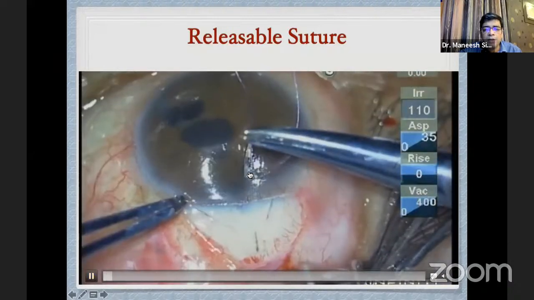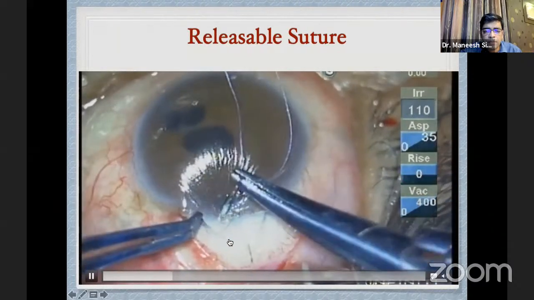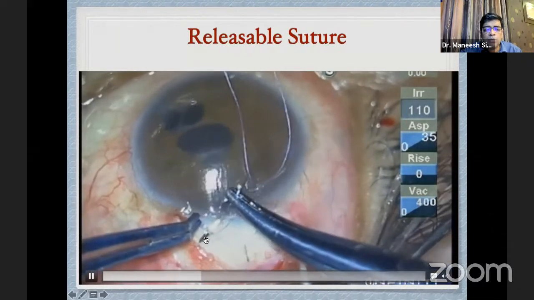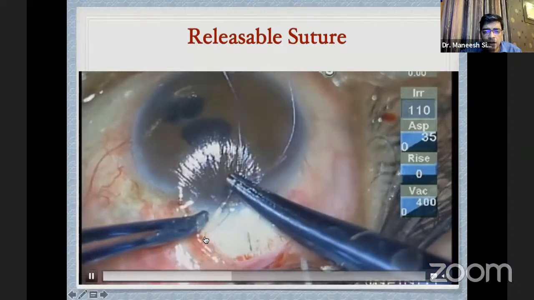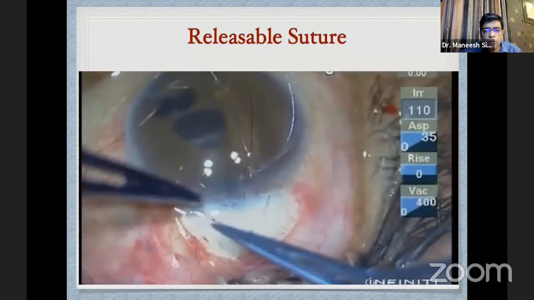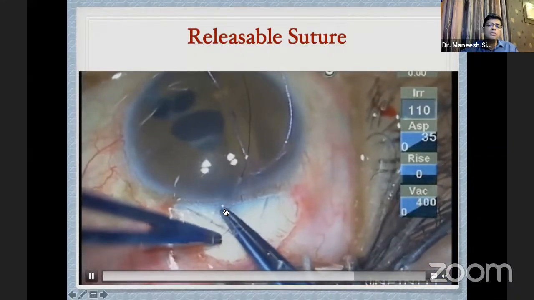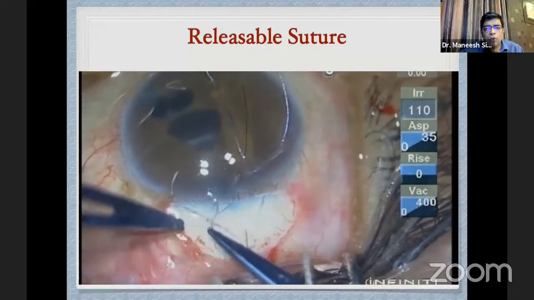So you can see I'm entering from the cornea, then we are coming to the scleral flap, and then from the scleral flap to the scleral bed. And then you take 3 or 4 loops. This is a 10-0 nylon suture, 3 or 4 loops, and then you can suture in the central port. There are various techniques of using a releasable suture. This is the current technique which we are following.